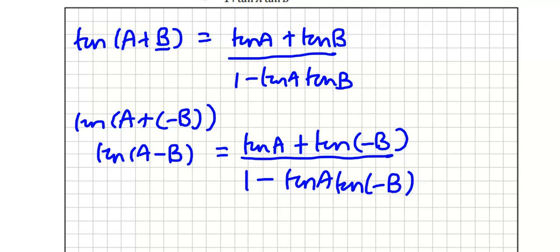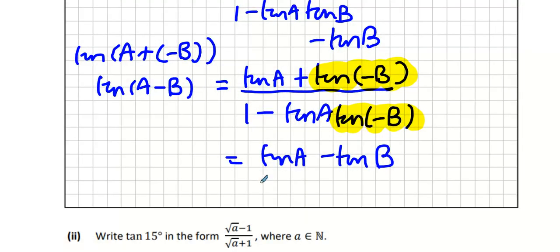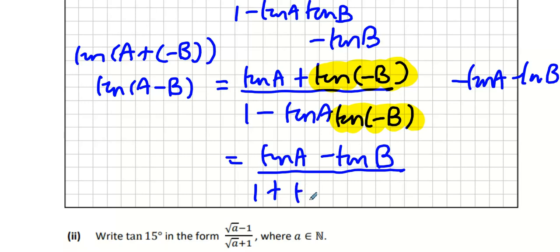But when you highlight these two sections here, they both change into minus tan B. So on top, it's going to be tan A minus tan B. And then on the other side, it's going to be minus tan A multiplied by minus tan B, and two minuses make a plus. And lo and behold, you have your proof. Now, that's one way of doing it.